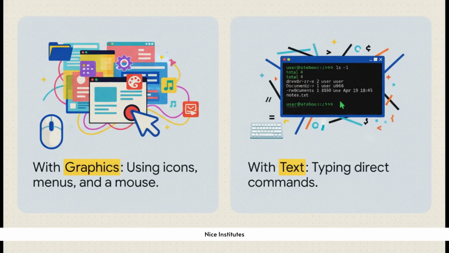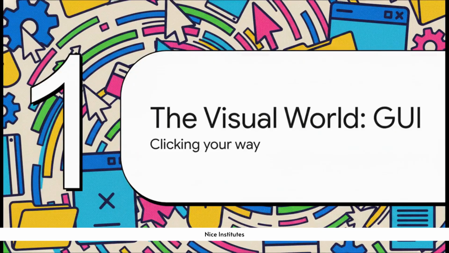You can really think of it as two separate worlds. On one side, you've got the visual world, the world of graphics. This is what most of us use every day with our icons and our mouse. But on the other side, you have the world of pure text, where you're having a direct, typed-out conversation with the machine itself.